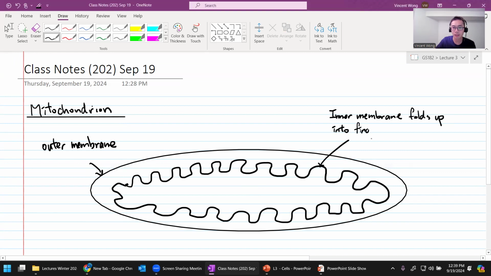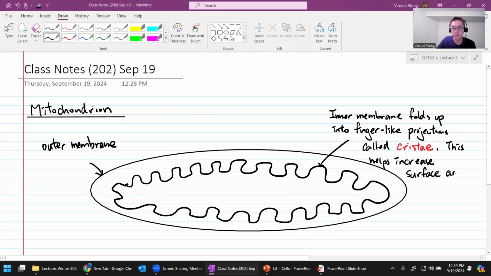into, most textbooks describe it as finger-like projections. They kind of look like short, stubby fingers, I guess. Folds up into finger-like projections called cristae. This helps increase surface area for chemical reaction.